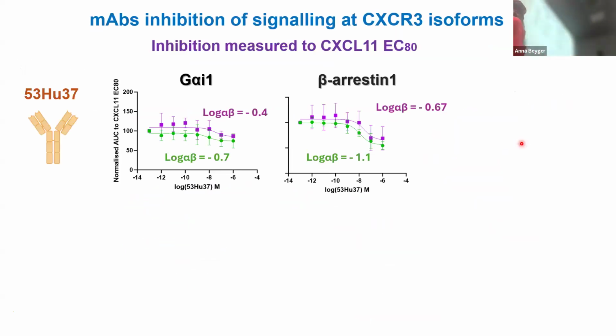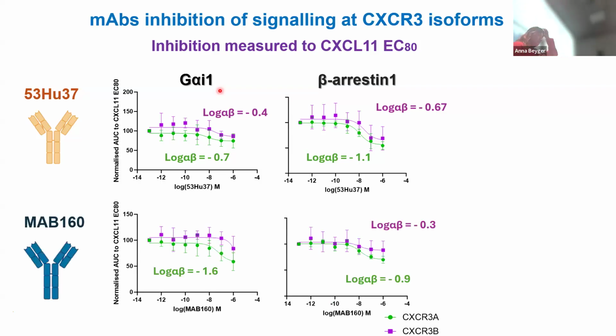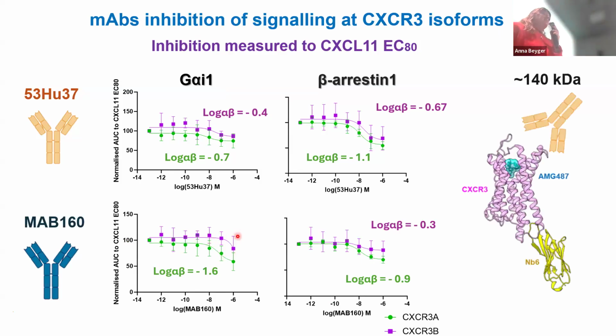When we then extend that to monoclonal antibodies, we see that overall the degree of inhibition was higher at CXCR3A versus CXCR3B, and we saw more prominent differences in log alpha beta. The same was seen for MAP 160, which, for example, wasn't able to inhibit G-alpha I1 recruitment at all at CXCR3B. The reason is that antibodies are significantly larger, so they won't be able to interact within the same transmembrane pocket as small molecules. They interact with larger and more diverse epitopes on the extracellular side, including the receptor N-terminus.